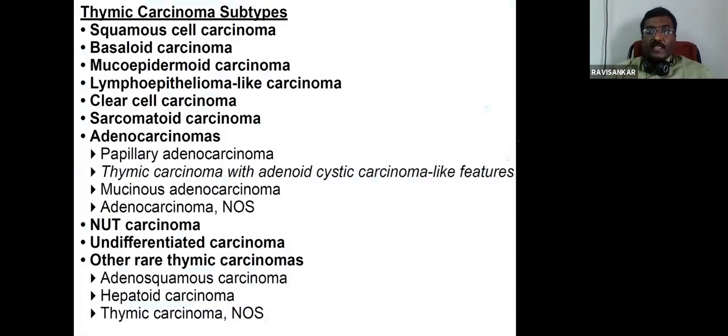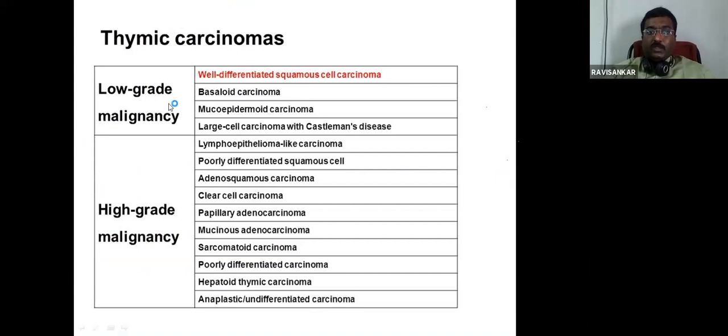So there are various types of thymic carcinoma subtypes. The subtypes include squamous cell carcinoma, basaloid carcinoma, lymphoepithelioma-like carcinoma, sarcomatoid carcinoma. There are so many subtypes. Of these, remember this one: the low-grade malignancies are well differentiated squamous cell carcinoma, basaloid carcinoma, mucoepidermoid carcinoma, and large cell carcinoma associated with Castleman's disease.